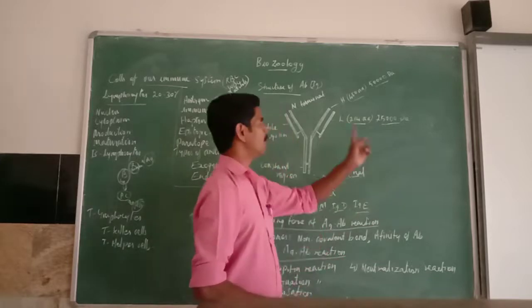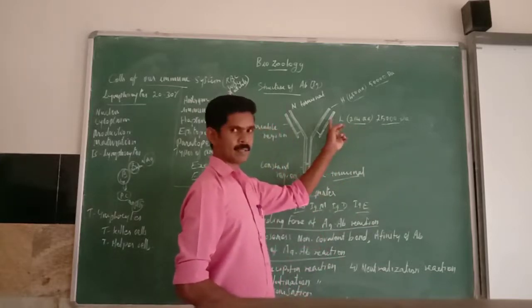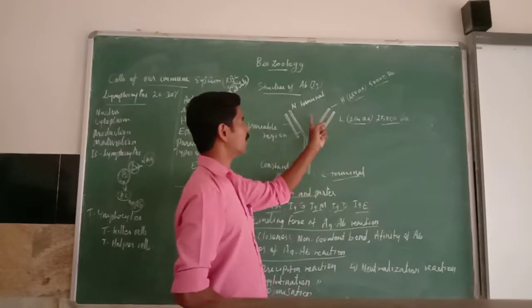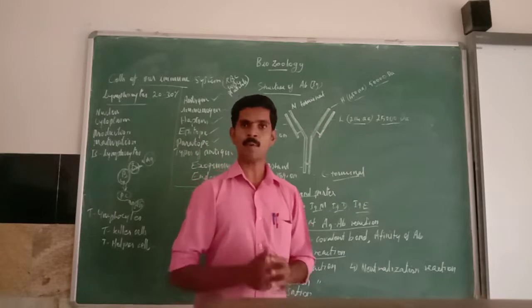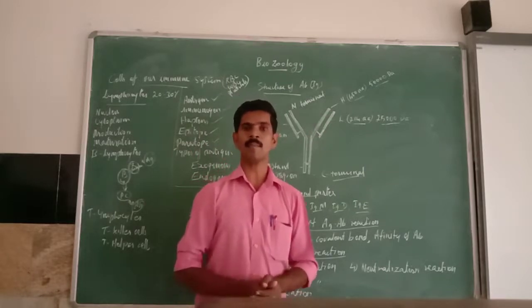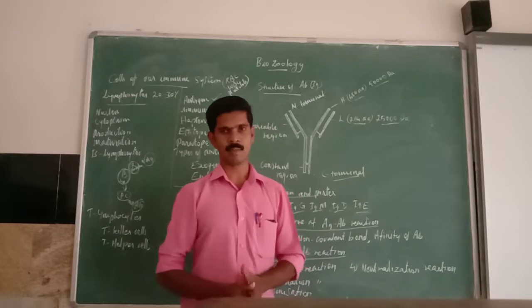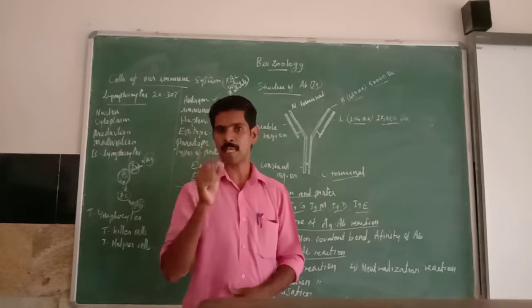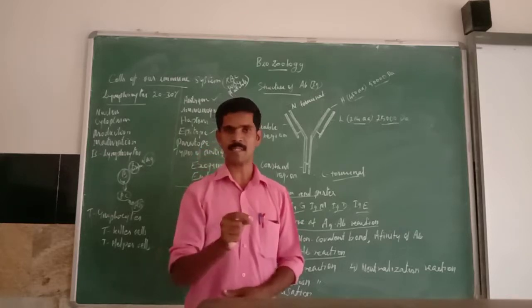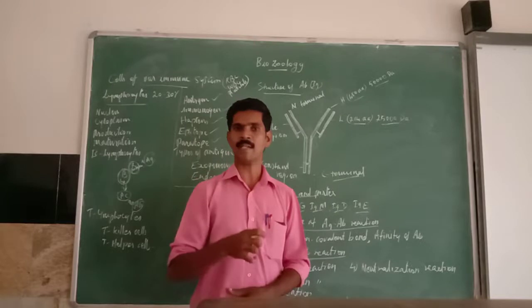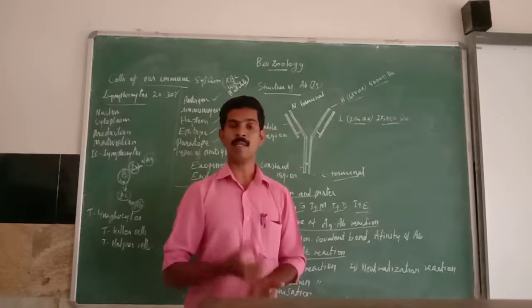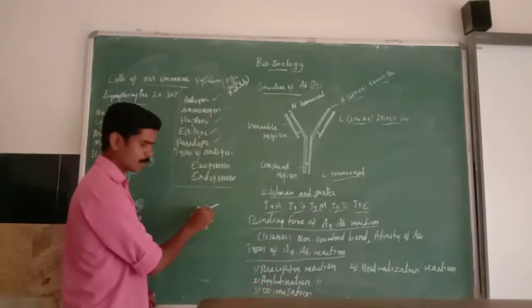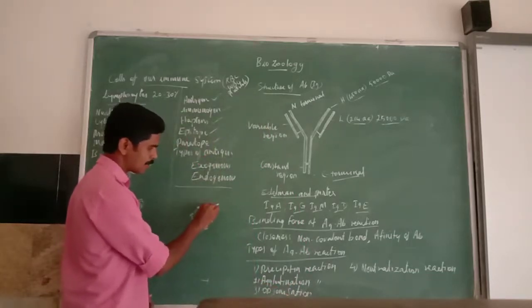Listen to the next point very carefully. The variable regions of both light chains and the variable regions of both heavy chains together form an antigen binding site. In that antigen binding site only, the antigens are fixed. So in this region only, the antigen determinants fit.